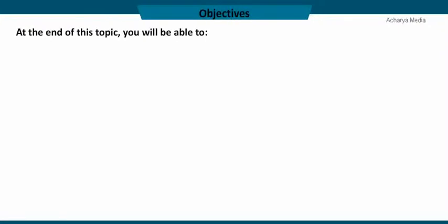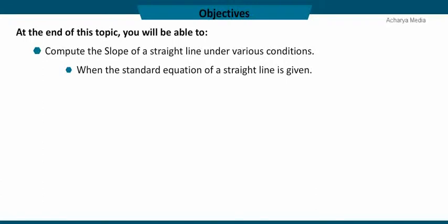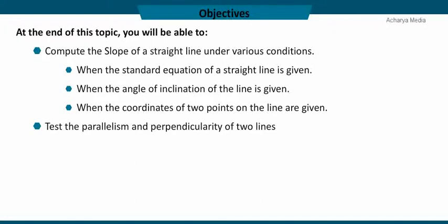At the end of this topic, you will be able to compute the slope of a straight line under various conditions: when the standard equation of a straight line is given, when the angle of inclination of the line is given, when the coordinates of 2 points on the line are given, and test the parallelism and perpendicularity of two lines.